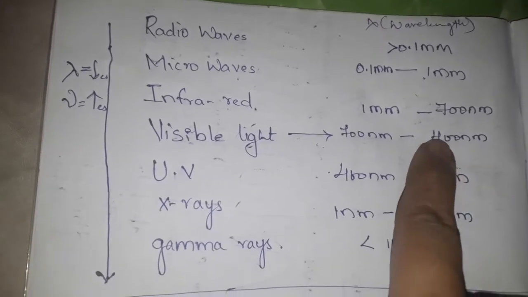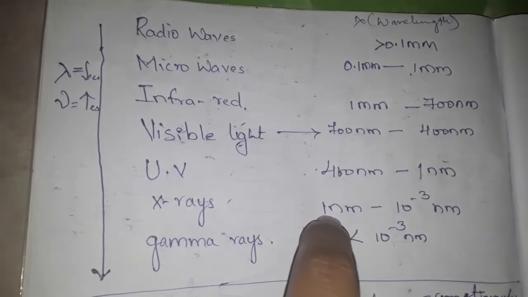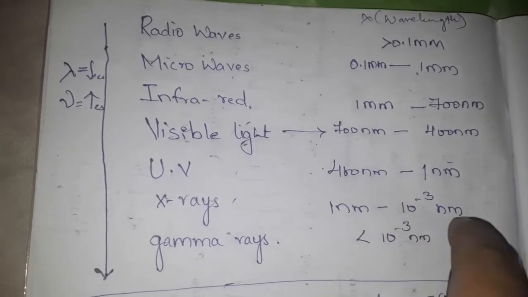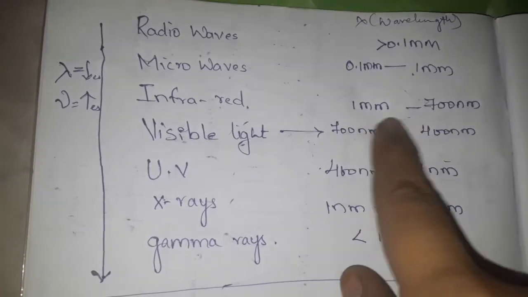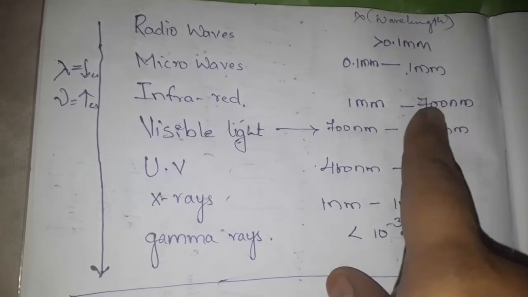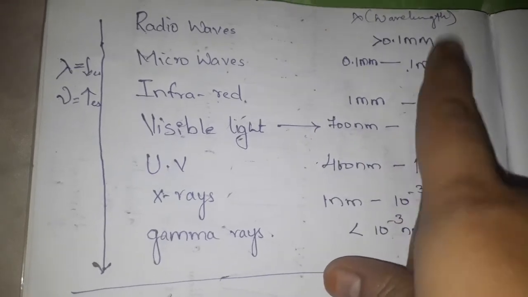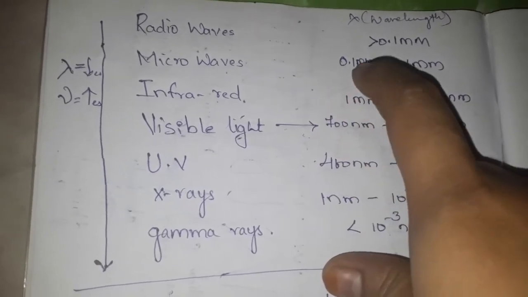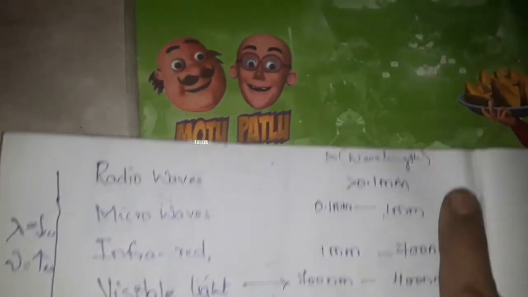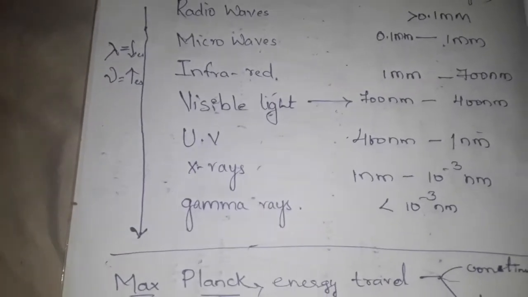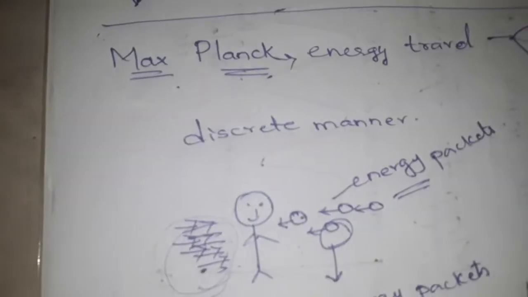Right. From there, you just come down, decrease it: 400 nanometers to 1 nanometer. And then again you come from 1 nanometer to 10 to the power of minus 3 nanometer. Then less than 10 to the power of minus 3 nanometer. Then here you go up from 700 nanometer to 1 mm, from 1 mm to 0.1 m. Then above you can write it as greater than 0.1 meters.